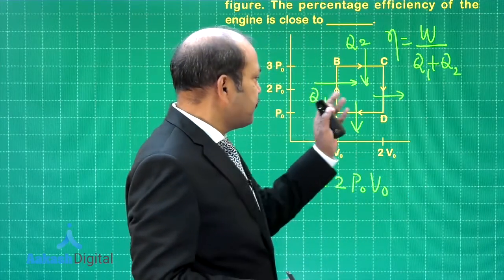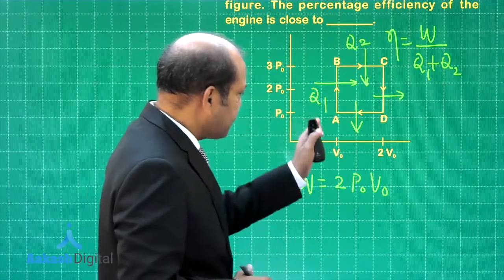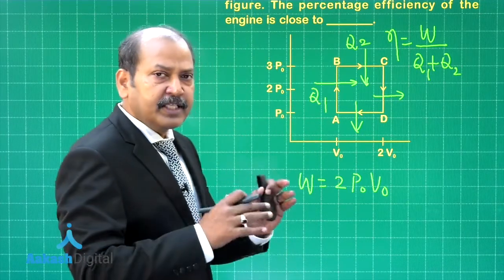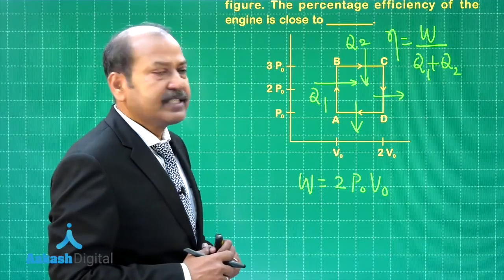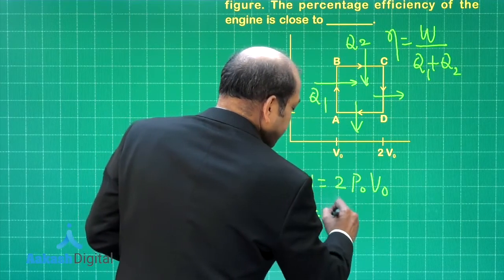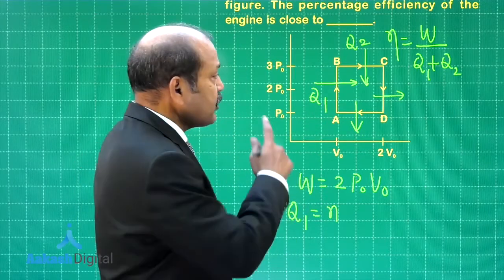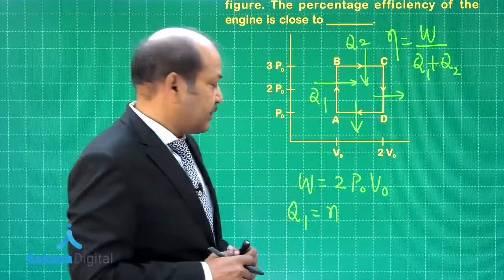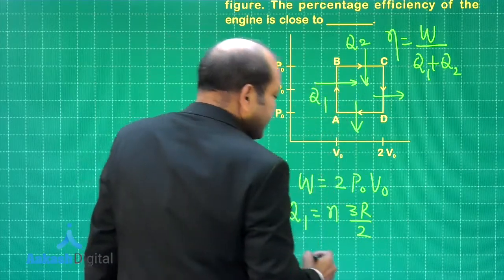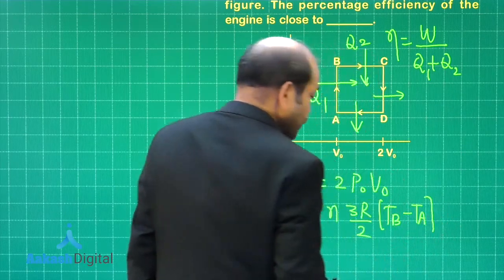Now we need to evaluate Q1 and Q2. Remember, the gas is a monatomic gas. The process AB is an isochoric process. The heat absorbed Q1 is nothing but the change in the internal energy of the gas in this process. So Q1 is equal to the number of moles n multiplied by CV of the gas, and because it's a monatomic gas, CV is 3R by 2. So n into 3R by 2 into TB minus TA, that is the expression for Q1.